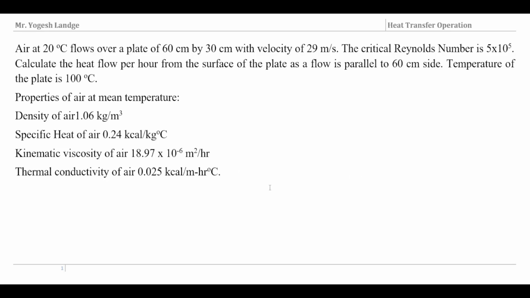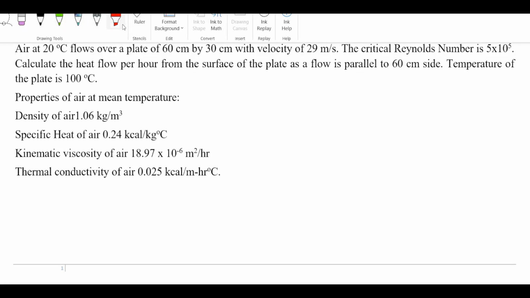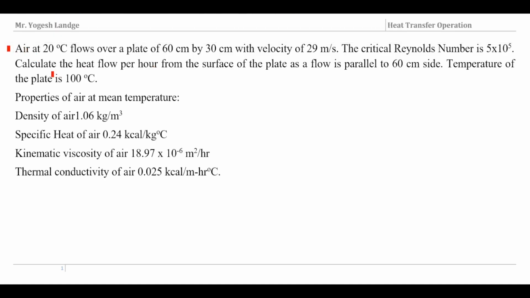This is Yogesh Langre. In this video, we will see a numerical based on forced convection. Air at 20 degrees Celsius flows over a plate of 60 centimeter by 30 centimeter with a velocity of 29 meters per second. The critical Reynolds number is 5 into 10 to the power 5. Calculate the heat flow per hour from the surface of the plate as the flow is parallel to the 60 centimeter side. Temperature of the plate is 100 degrees Celsius.